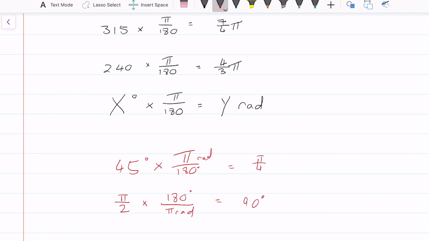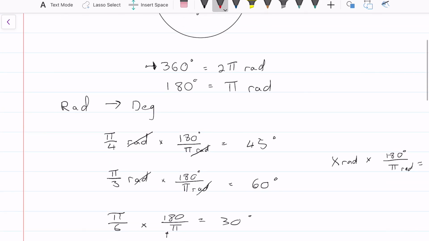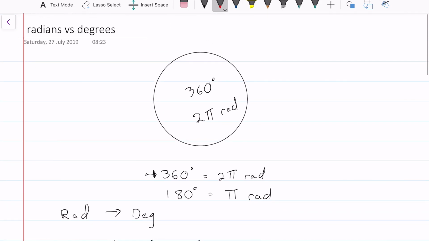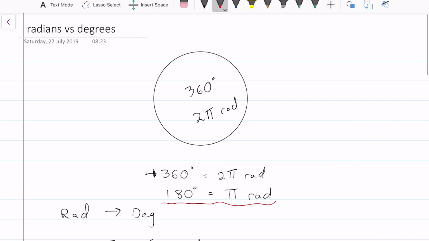Okay, so that's pretty simple, guys. You just need to know this relationship, and then you're able to easily convert back and forth between radians and degrees. Okay, so there are certain advantages to using radians over degrees. I'll let you go Google that for yourself, but essentially in engineering we use radians almost exclusively and we don't really use degrees.